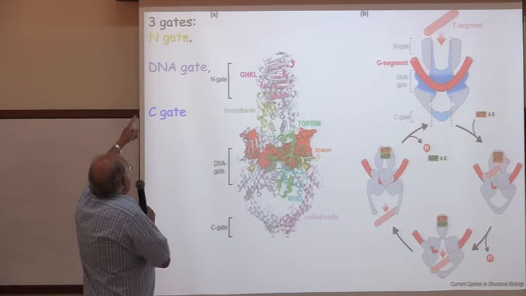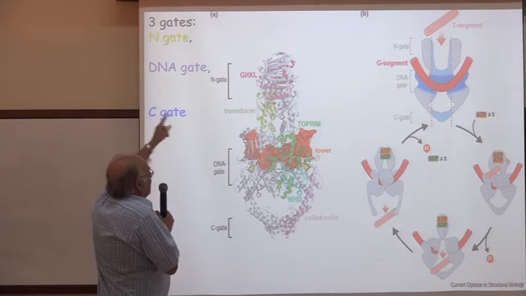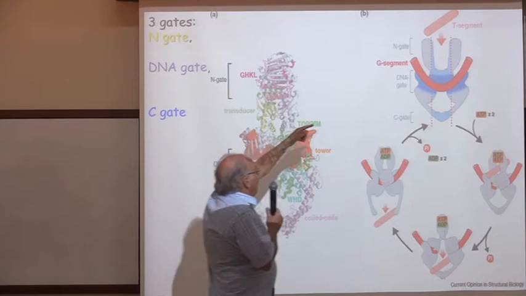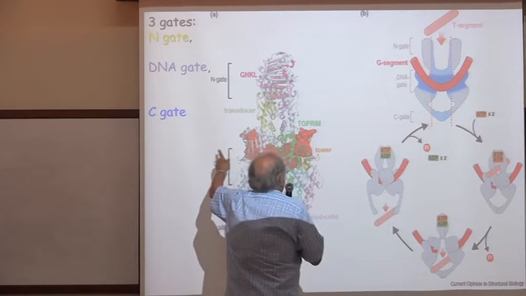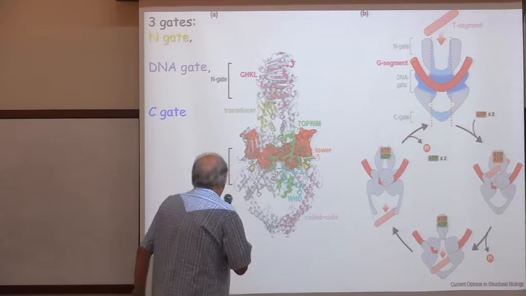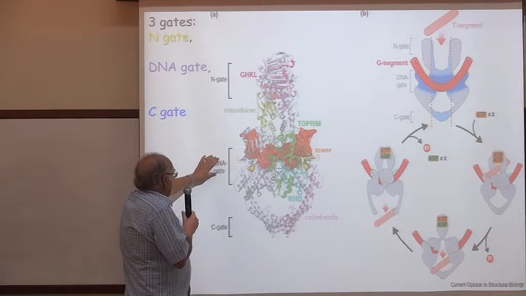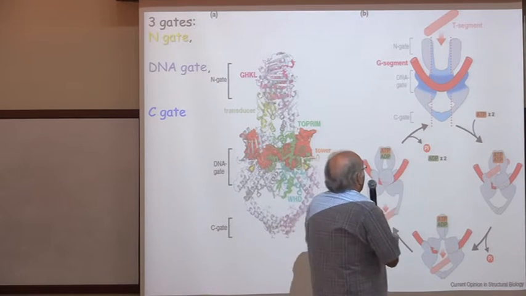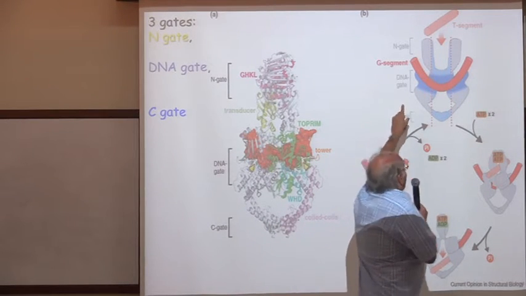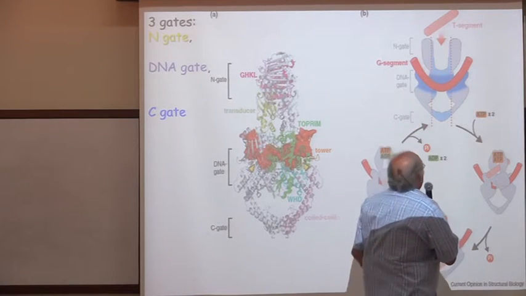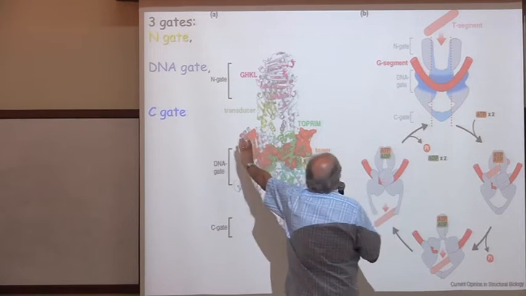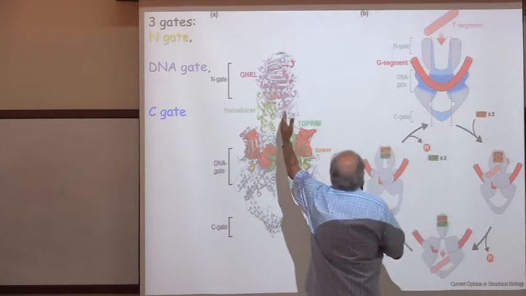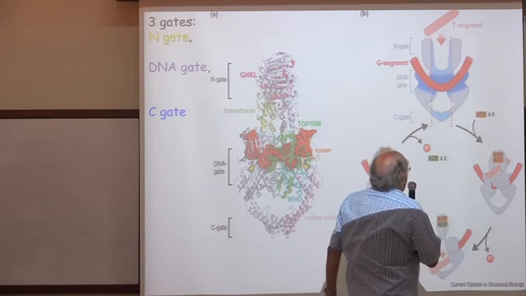So there are three gates. The N gate, which is up on top. Then we have the DNA gate, which is in the middle here. And then there's the C gate at the bottom. N gate, DNA gate, and C gate. And this picture shows what happens. First, one double-stranded DNA is bound across the enzyme here in this region. And then another segment of DNA is bound into this structure up on top.